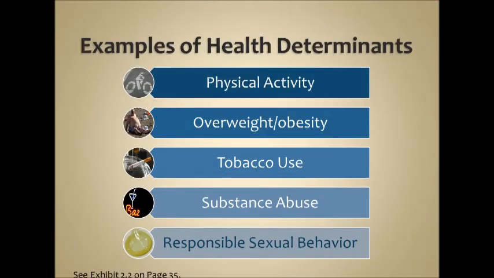Here are some more health determinants that have not been grouped into those categories, but you can group them for yourself. Physical activity, how overweight or obese a person might be, or a population, how much tobacco use is going on, and this is not just smoking, but also oral tobacco use, substance abuse of all kinds, alcohol, illegal drugs, prescription drugs. Responsible or irresponsible sexual behavior can create morbidity, like sickness, and mortality, which is like death.